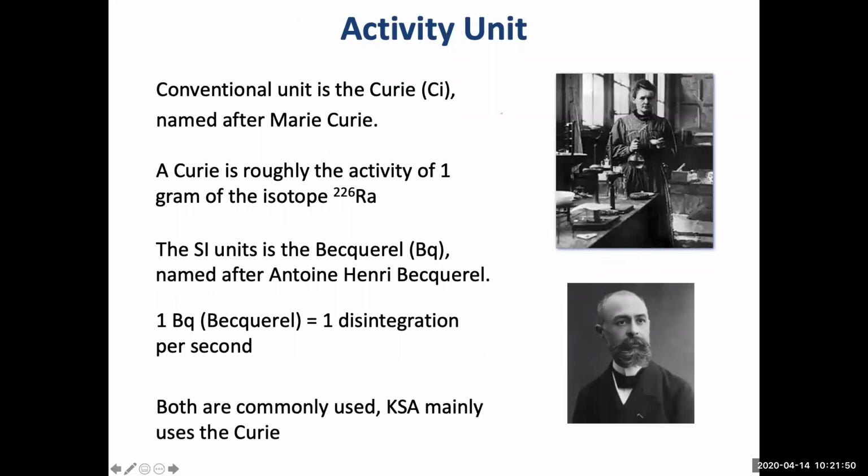The unit of activity is the curie. This is the most common, which we use here in Saudi Arabia. A curie is named after Marie Curie, and it is roughly the activity of 1 gram of radium-226. The international unit of activity is the becquerel, named after Henri Becquerel. One becquerel means 1 disintegration per second, 1 decay per second. As we said, in Saudi Arabia, for example, we use curie. In Canada, they use becquerel, and different countries use different units.